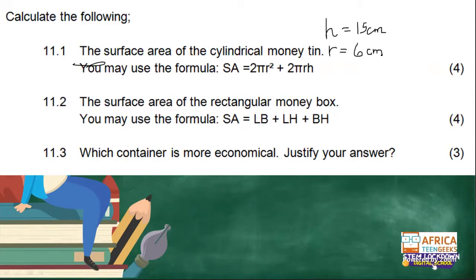Now I need you guys to calculate the surface area of the cylindrical money tin using this formula, right? The sum should take about 2 minutes to do, so I'm giving you guys about 2 minutes to calculate the surface area of a cylinder with height 15 centimeters and radius 6 centimeters. Right? What is the surface area?